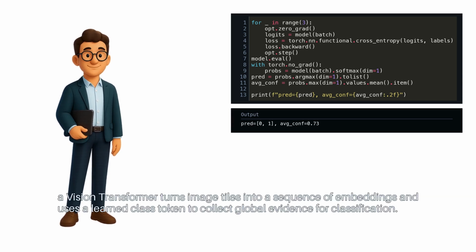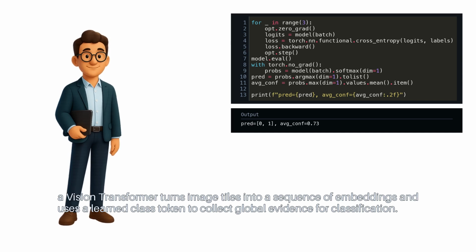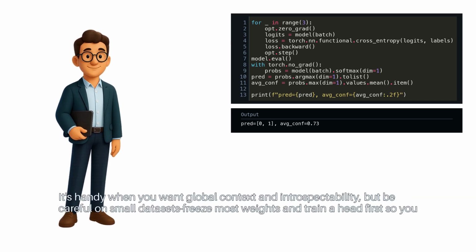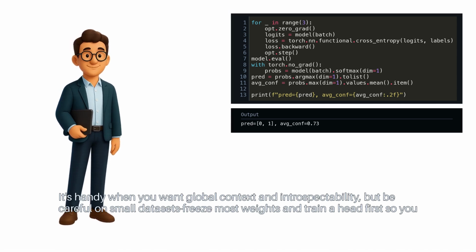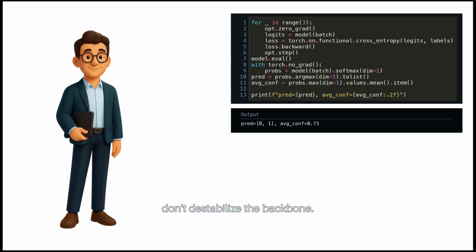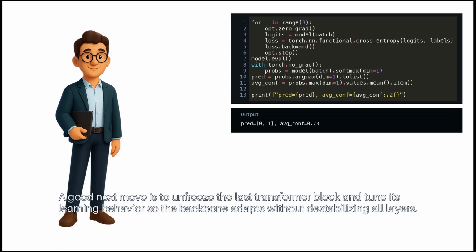Summing up, a vision transformer turns image tiles into a sequence of embeddings and uses a learned class token to collect global evidence for classification. It's handy when you want global context and introspectability, but be careful on small datasets. Freeze most weights and train the head first so you don't destabilize the backbone. A good next move is to unfreeze the last transformer block and tune its learning behavior so the backbone adapts without destabilizing all layers.